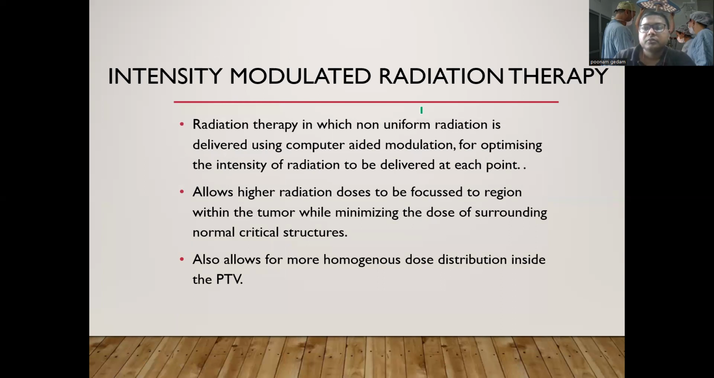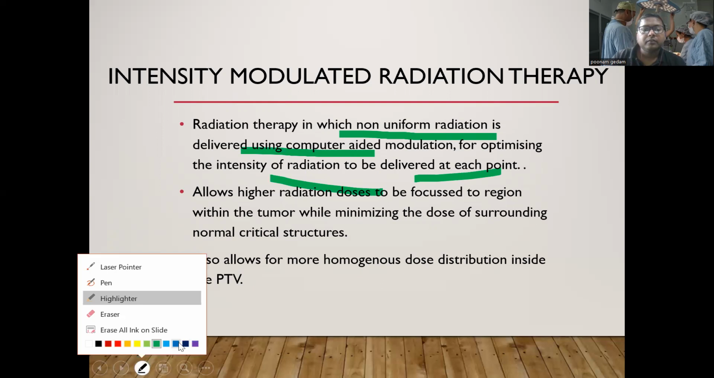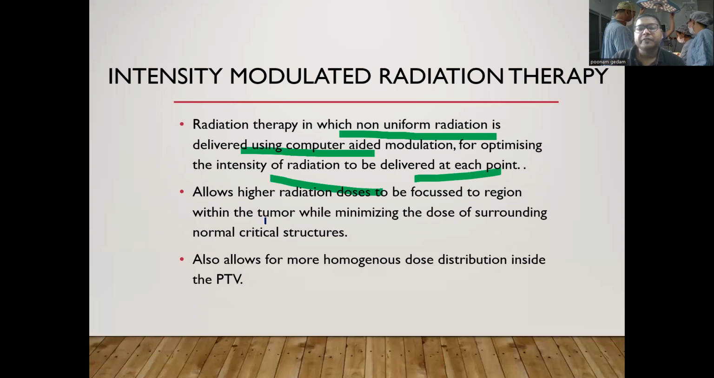Intensity modulated radiation therapy is radiation therapy in which non-uniform radiation is delivered using computer-aided modulation for optimizing the intensity of the radiation delivered at each point. It allows a higher radiation dose to be focused to regions within the tumor while minimizing the dose to the surrounding normal critical structures. Also allows for more homogeneous dose distributions inside the PTV.